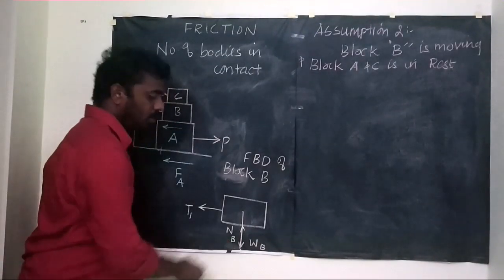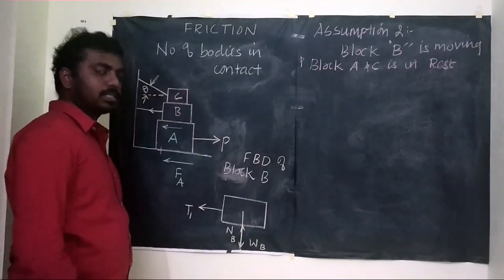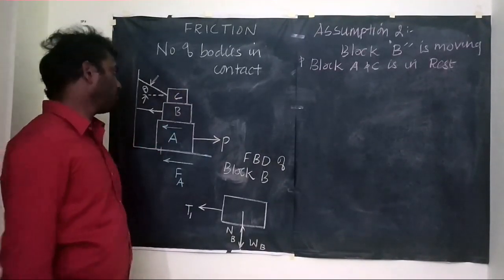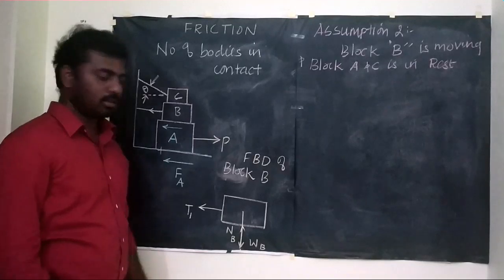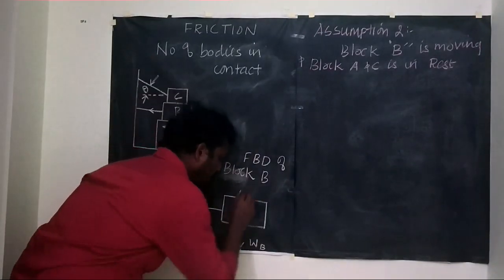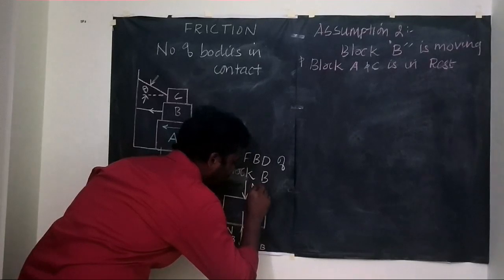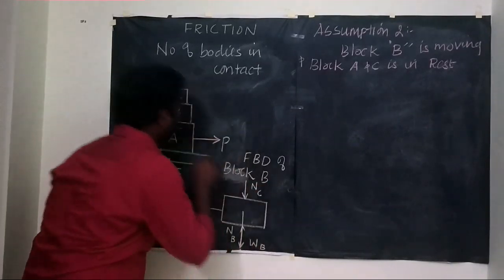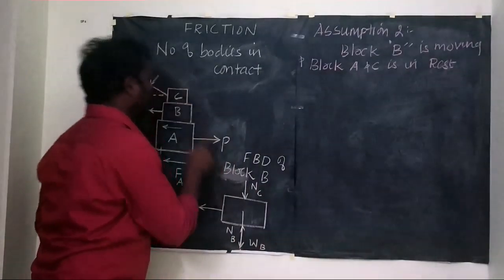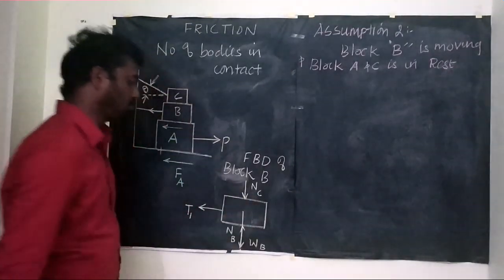This normal reaction force depends upon the self-weight of block B. Then block C exerts some normal reaction force on block B, which is mentioned by N suffix C. This normal reaction force acts downward, and it depends upon the self-weight of block C.